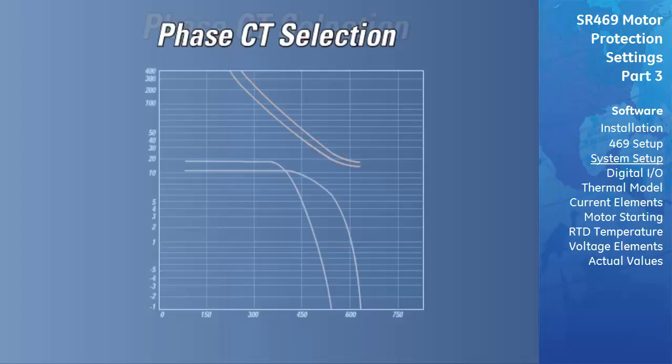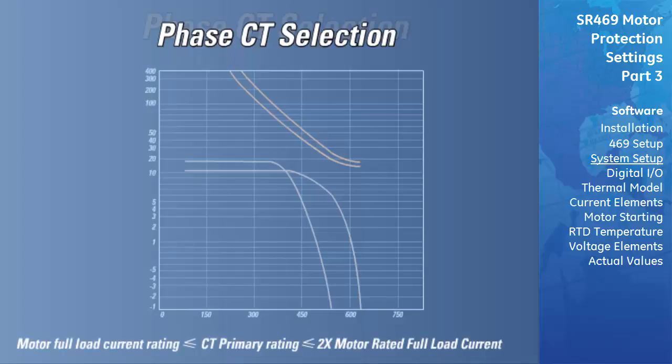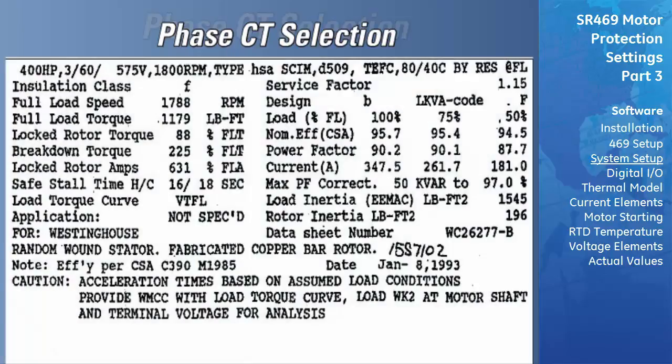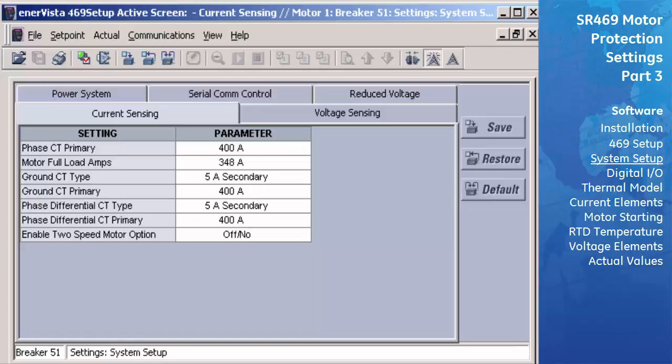The correct selection of the motor's phase CTs is critical to ensure proper relay operation. For acceptable resolution, the phase CT's primary rating should be no more than twice the motor's full load current rating and no less than the rated motor full load current. The closer the CT primary rating is to the motor full load current rating, the better the phase current resolution. From the example motor datasheets, we can see that the example motor's full load current rating was found to be 347.5 amps. The protection engineer then selected standard 400 to 5 CTs for both the phase and ground CTs.